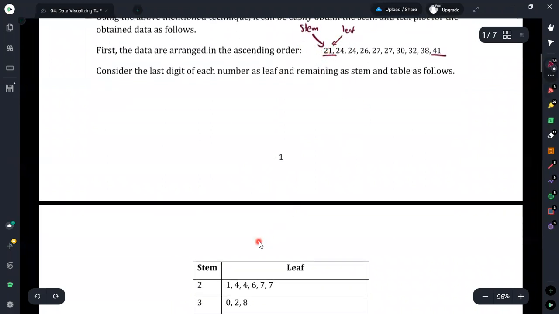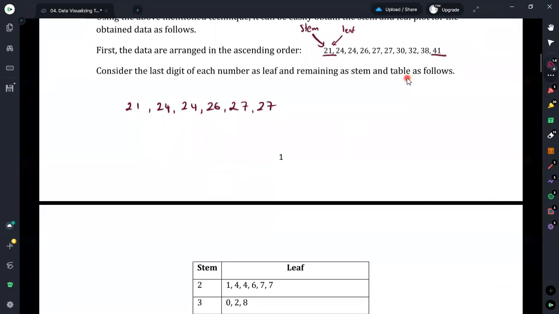When we are constructing the stem and leaf plot, you can see that for the values in the 20s, we have the values 21, 24, again 24, 26, 27, and 27. All these numbers have the same stem, 2, and they have several leaves. Even though we have repeated the same number, we have to include all the leaves in the plot. There is a common stem for all these numbers, which is why we write them in the same row.